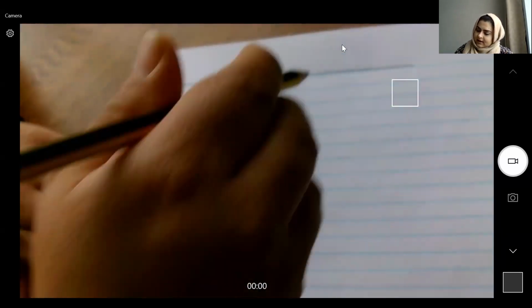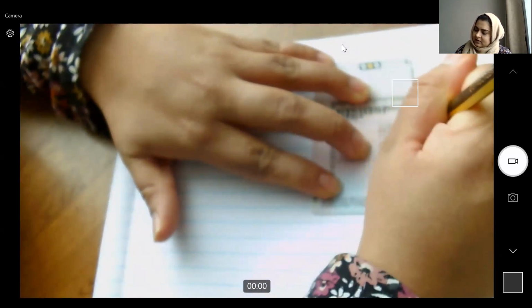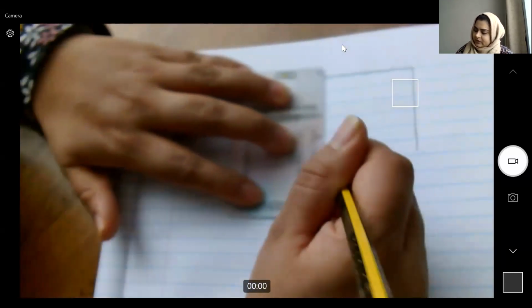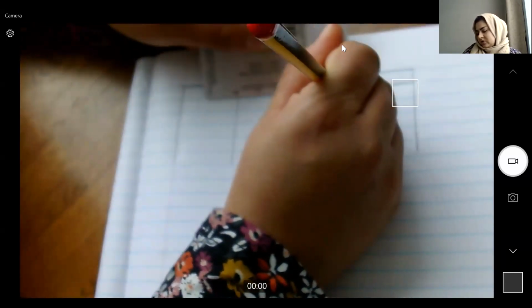Okay, and then you are going to make three columns. So if you draw a 15-centimeter line, and then you split it into 3 sections. 1, 2, 3. So your table should look like that.